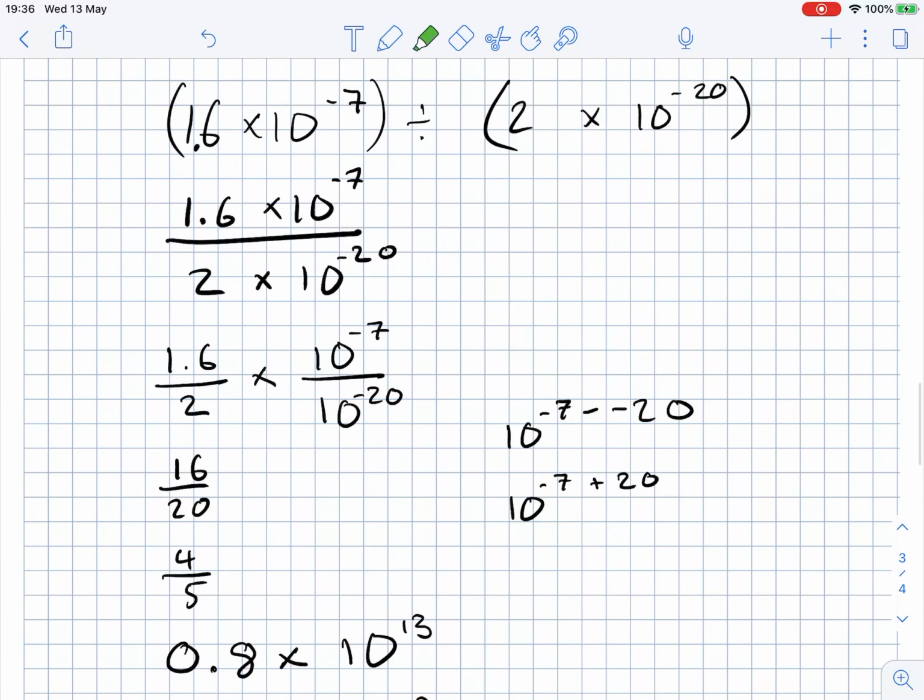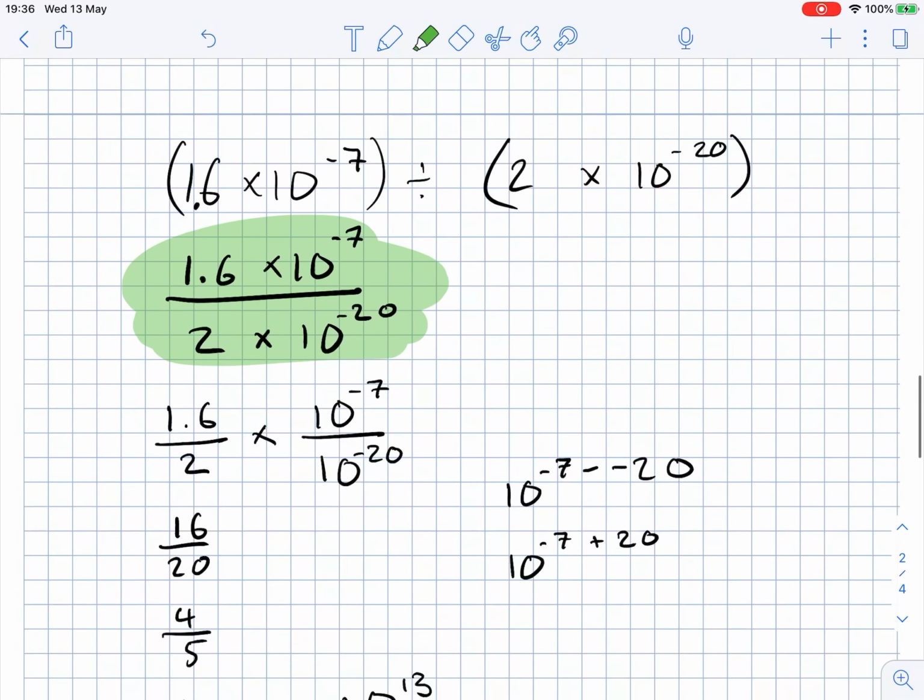You might even be given a question that is already in this form. I think it's actually a better form for something to be in.